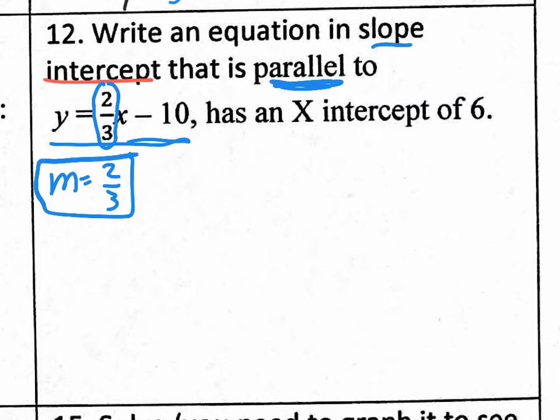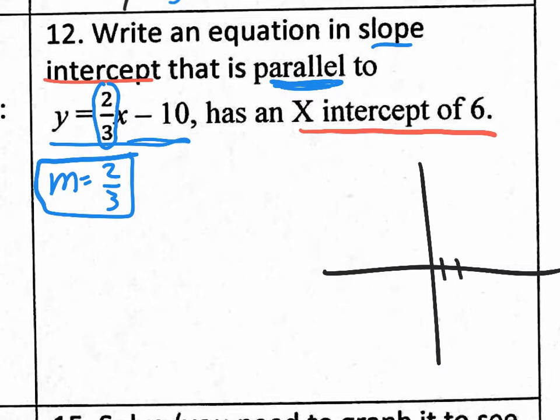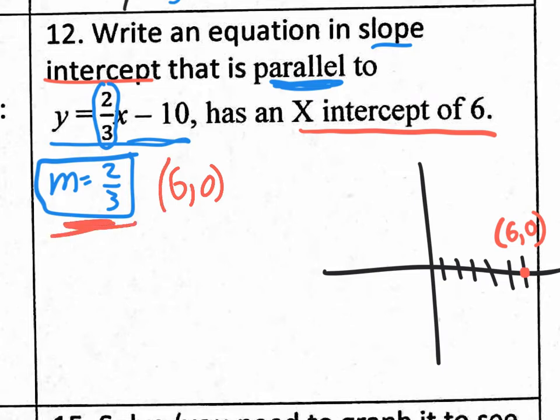And then it says that it has an x-intercept, not the y-intercept. So if you think about that, where would it cross the x-axis? 1, 2, 3, 4, 5, 6. That location is (6, 0), and that's an actual point of the line. It crosses through the x-axis right at that point, going up 2/3. But anyway, we know a point. The point is (6, 0), and we know a slope, since it was parallel to the original equation that was given to us.